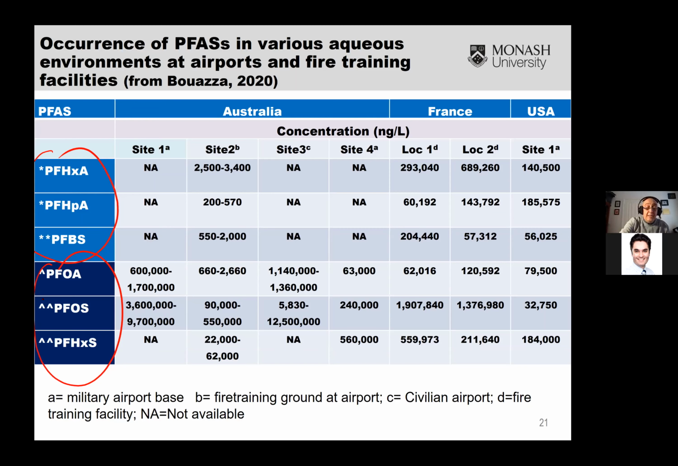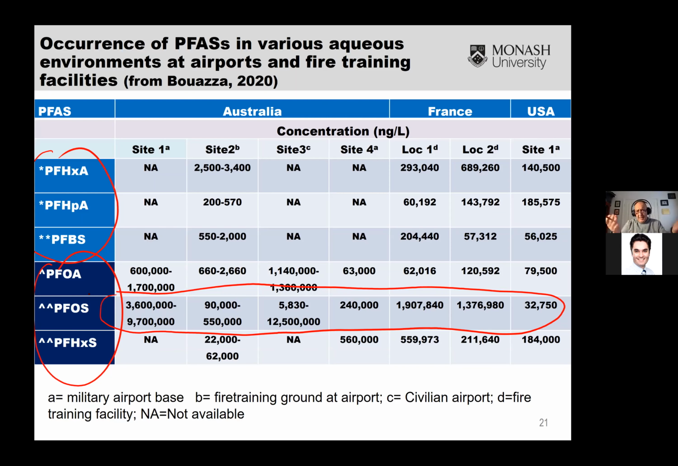And it's not surprising when you look at the concentration of PFOS in these aqueous solutions. They tend to be in a very high range compared to the other long chain ones, because I think they represent about 70% of the PFAS used.